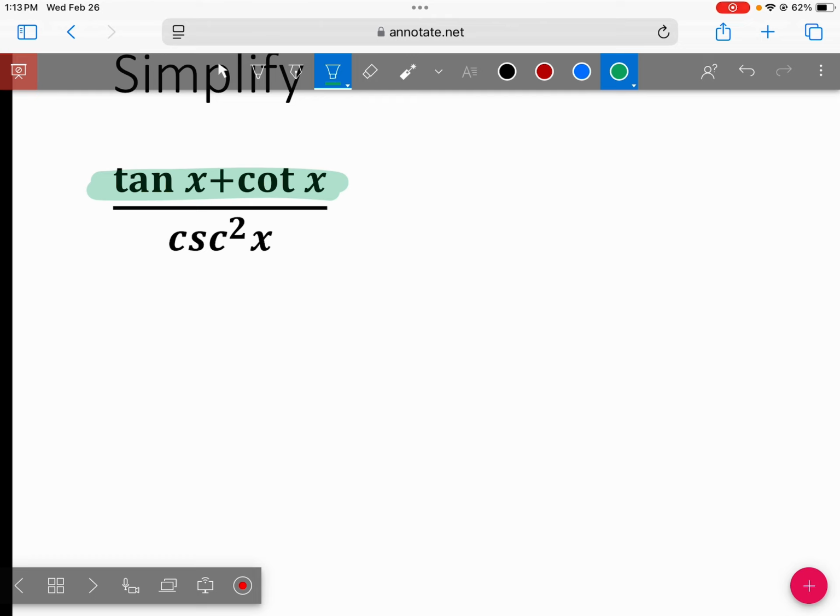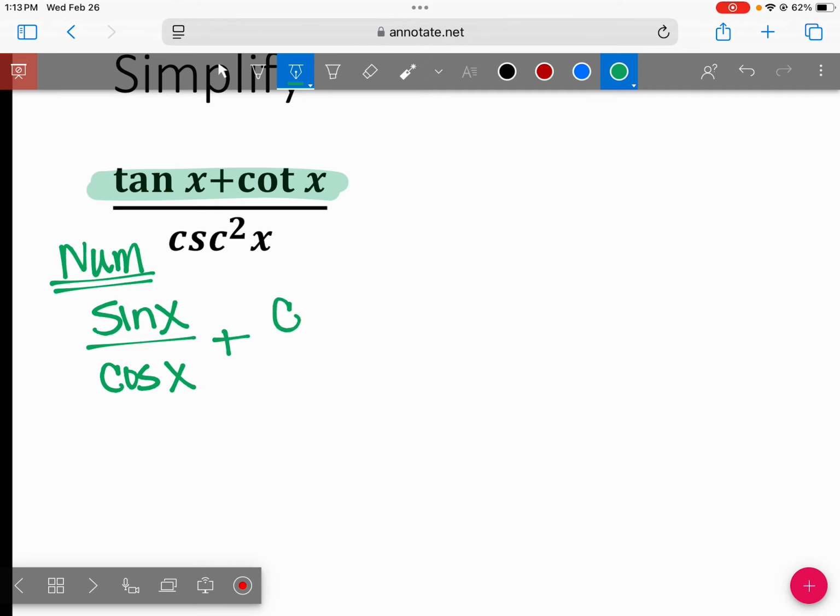Oh, wait, did you say equals 1? Oh, but they're not being multiplied. They're being added, not multiplied, okay? Multiplying fractions, adding fractions, different. So let's rewrite this in terms of sine and cosine. Tangent is sine over cosine. I'm only doing the numerator right now. Cotangent is cosine over sine.